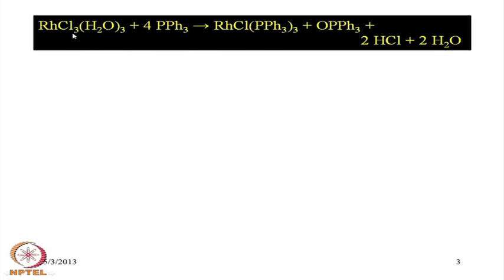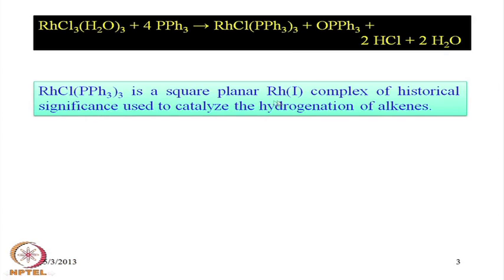On the left hand side, this rhodium is present in the trivalent state, which is getting reduced to the monovalent state. It is a rhodium(I) compound with the elimination of PPh3O, 2 HCl and 2 water molecules. So, triphenyl phosphine is going away from the medium as triphenyl phosphine oxide, leaving behind the molecule. Again we have a molecule with a coordination number of 4 which is square planar, and it has long been known as a useful catalyst for alkene hydrogenation.